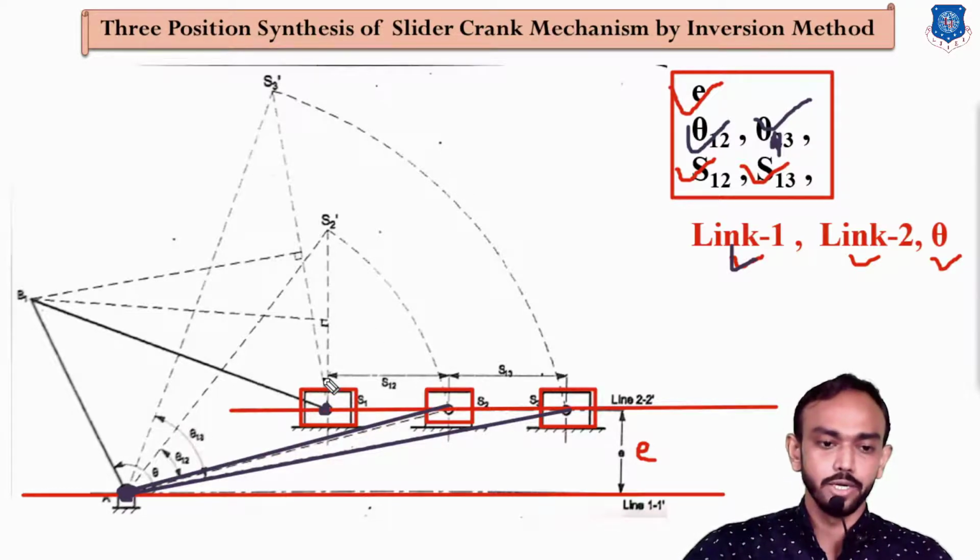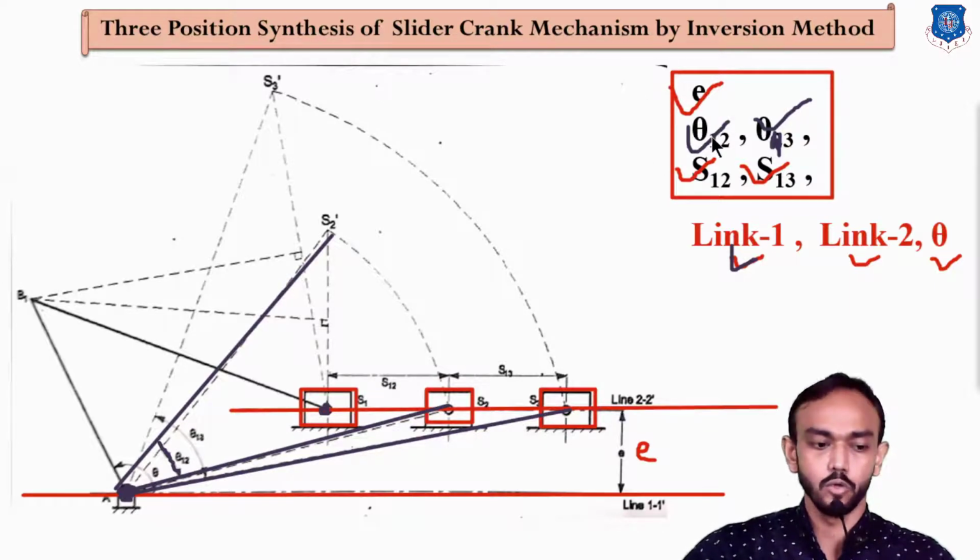So what we are going to do, from the second position we are making this angle theta 12 and project this S2 point to S2 dash, and which angle? You know that theta 12 is given. Theta 12 we know here. This is theta 13. Okay, so after that, the same will be done with the third position.